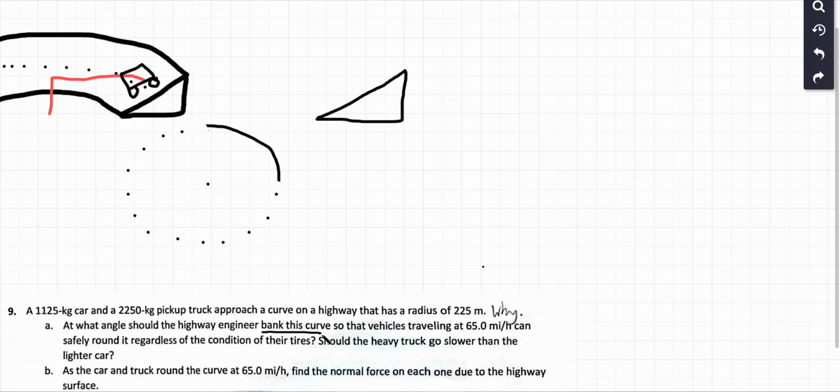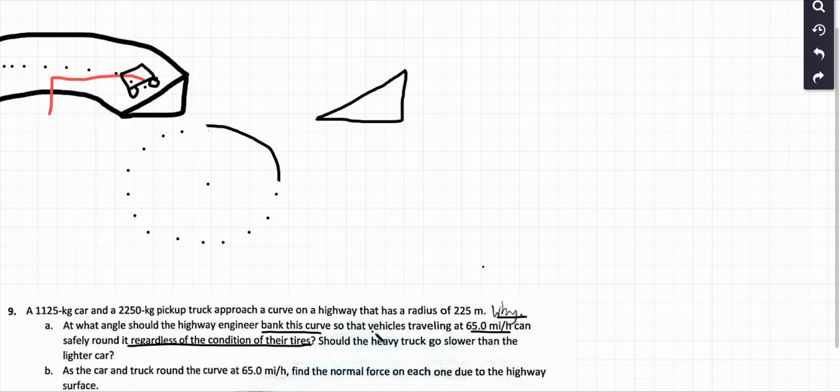Just in case, because that's going to be popping up later. Bank this curve so that vehicles traveling at 65.0 miles per hour can safely round it regardless of the condition of their tires. This tells me no friction. Should the heavy truck go slower than the lighter car?